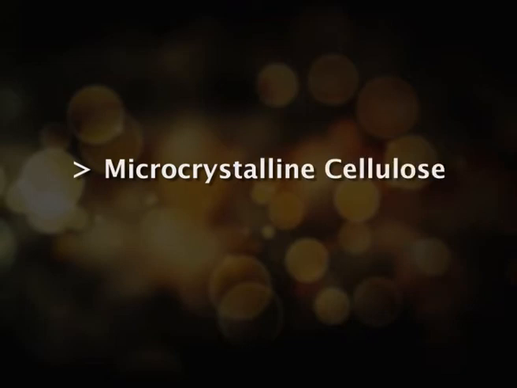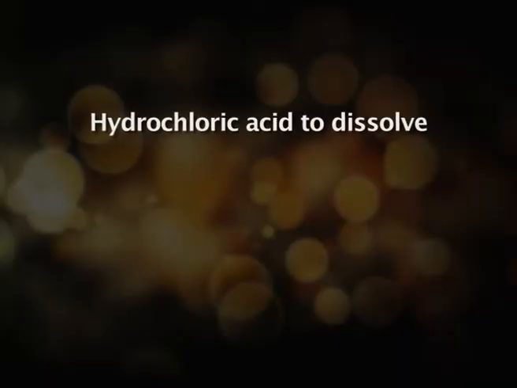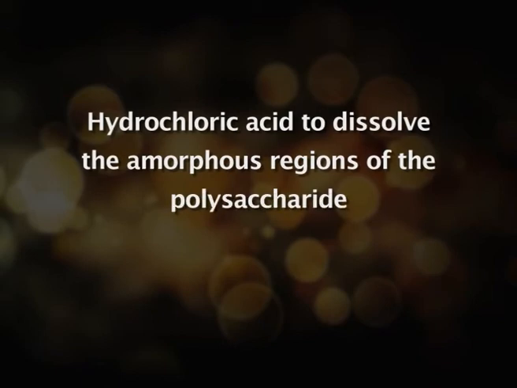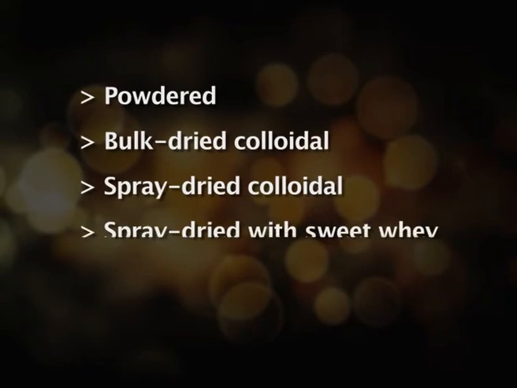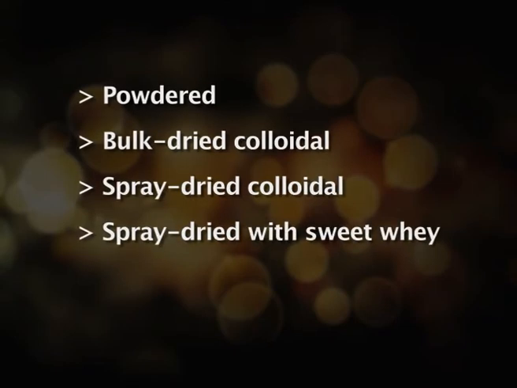Microcrystalline cellulose. Microcrystalline cellulose is produced by treating cellulose with hydrochloric acid to dissolve the amorphous regions of the polysaccharide, leaving behind the less reactive crystalline region as fine crystals. As with MFC, the viscosity of the dispersion of this product is both pH and heat invariant. A number of varieties are available: powdered, bulk dried colloidal, spray dried colloidal, and spray dried with sweet whey.